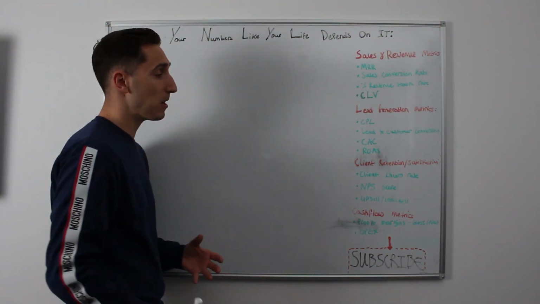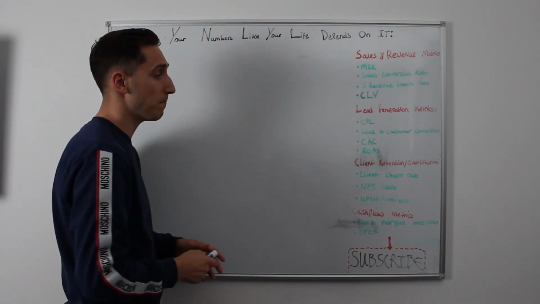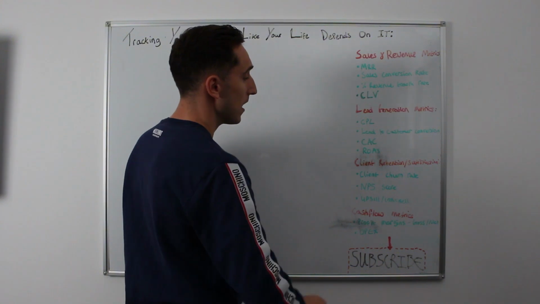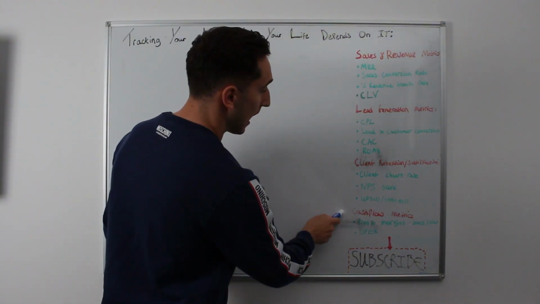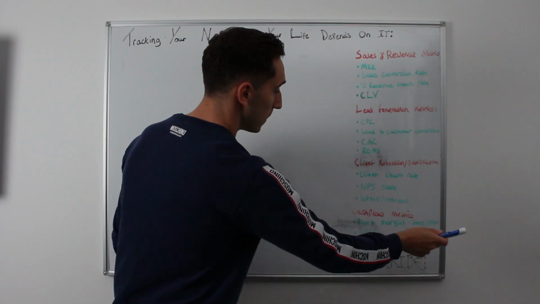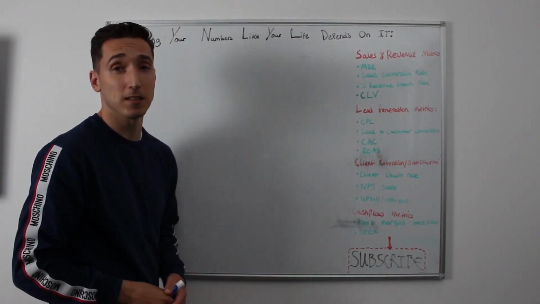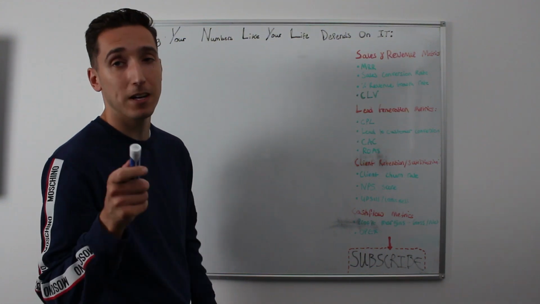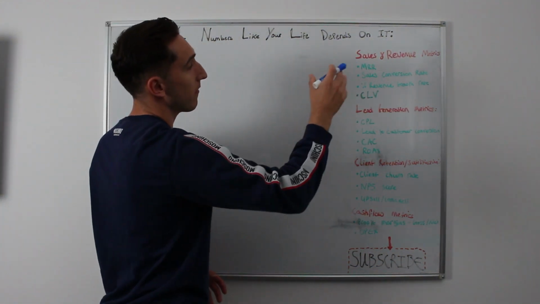Then we're also going to be looking at client retention and satisfaction. So looking at everything in between, from client churn rate, the NPS score, upsell, cross-sell, and cash flow metrics. So your profit margins, your gross, net, and OPEX, which is operating expenses. But we'll go into that in a bit more detail in a second. So let's start with the first one, sales and revenue metrics.